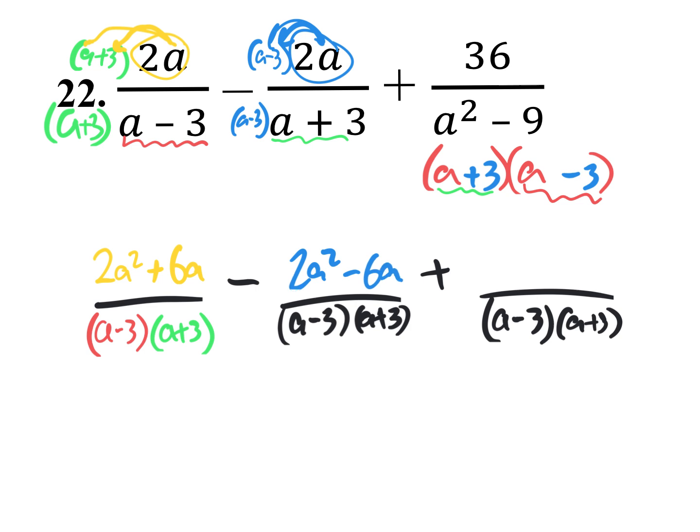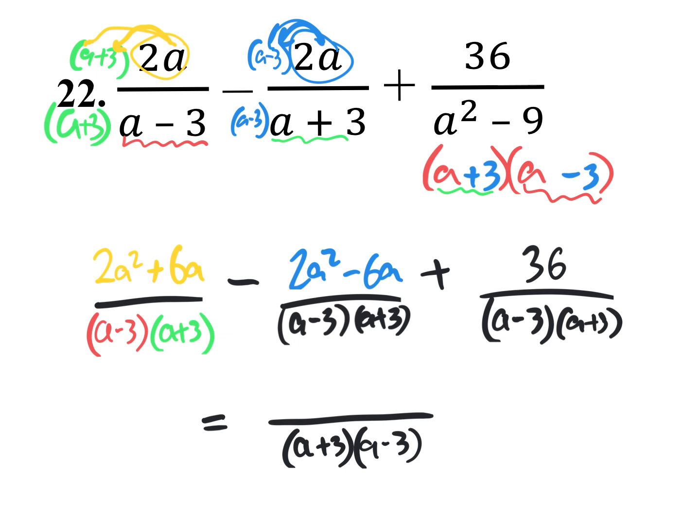And last but not least, what do you do to this denominator to get the LCD? That is the LCD. So you don't have to do anything to it. So you don't have to do anything to that 36 right there. So you just bring it down. So now that you have that LCD in all three fractions, you could now add and subtract the numerators, and your answer will be over that LCD of A plus 3, A minus 3. Doesn't matter which order you put it, but that is the LCD.